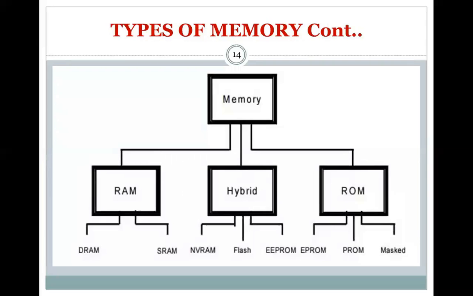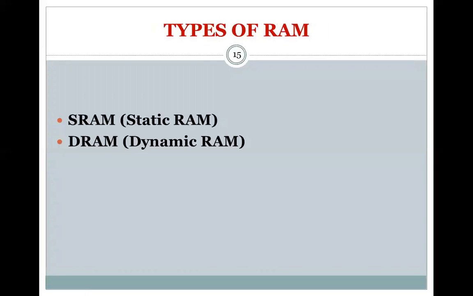Now this is a small flow diagram of memory. This is the first one, and it is categorized into RAM, hybrid and ROM. RAM is further categorized into DRAM and SRAM. Hybrid is categorized into NVRAM, flash and EEPROM, and ROM is categorized into EPROM, PROM, and masked ROM. Let us see one by one what these are.